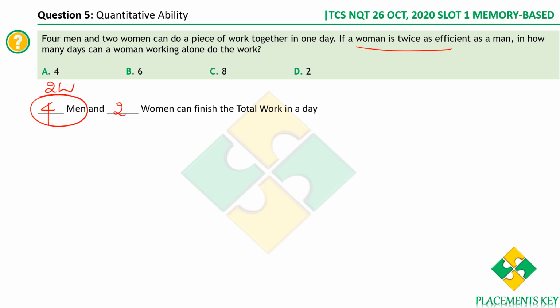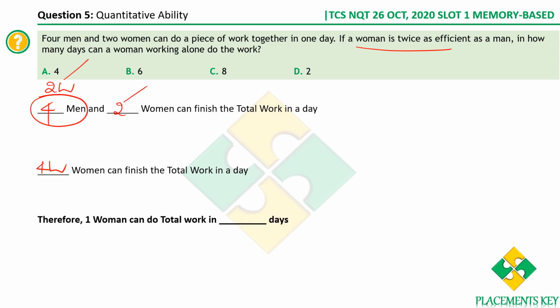Therefore, if only women were to work, how many women are required to finish the work? It is 4 women: the equivalent of 2 women here and 2 women here. So 4 women can finish the total work in a day. Therefore, one woman can do the total work in how many days? 4 women take one day, so one woman should take more time. So just 4 days. Is it clear? The answer is not 1 by 4. The answer is 4. 4 women can finish the work in a day, therefore one woman can do the total work in 4 days.